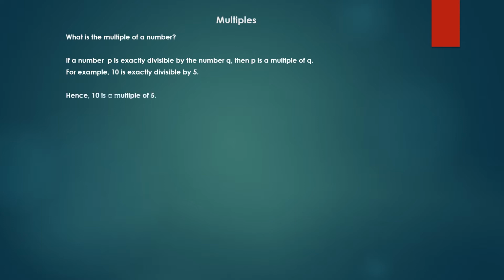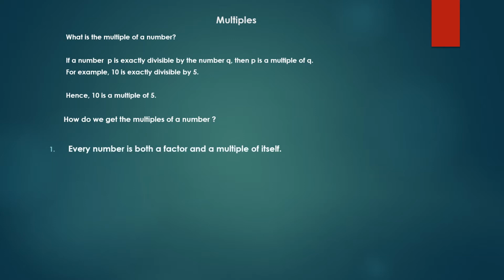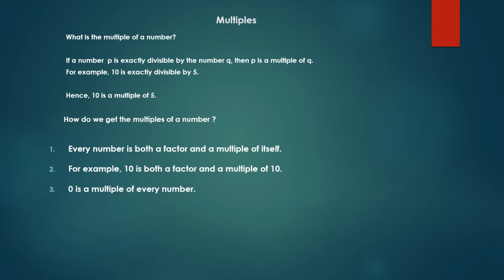How do we get the multiples of a number? Every number is both a factor and a multiple of itself. For example, 10 is both a factor and a multiple of 10. 0 is a multiple of every number. 0, when divided by any number, leaves a remainder of 0. Hence, 0 is a multiple of every number.